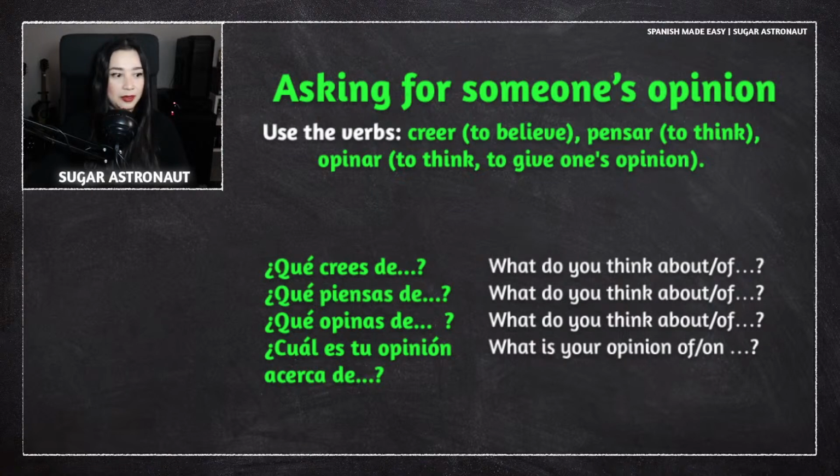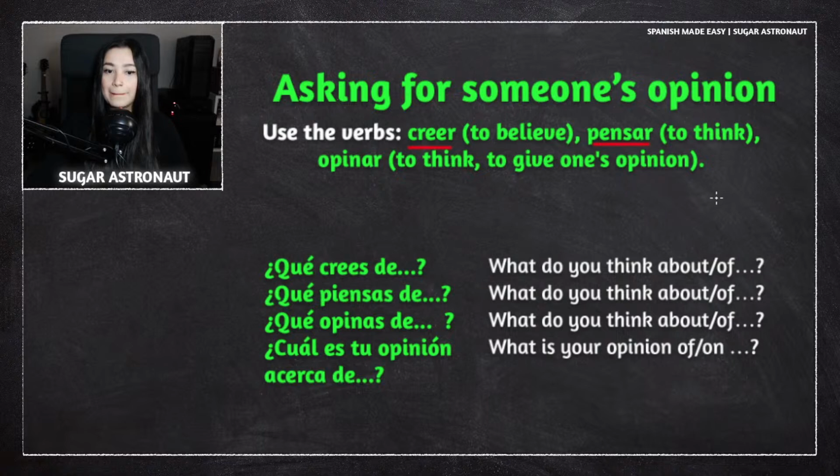Something really important, guys, is verbs, right? You gotta learn three important verbs when talking about opinion, when you want to ask for someone's opinion. It's important to know the verb creer. That means to believe.